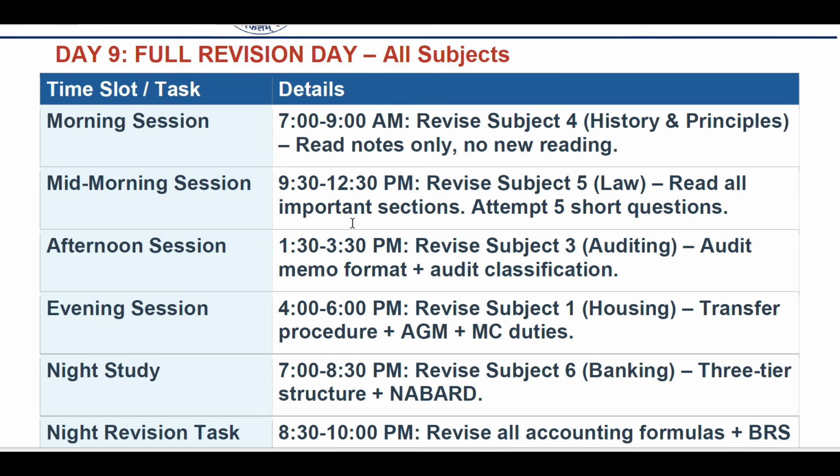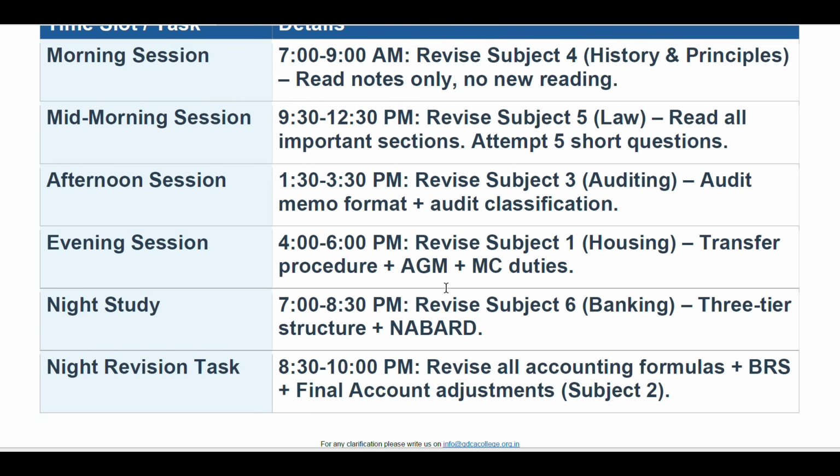Then next, revise subject 3, auditing: audit memo format plus audit classification. Then in the next session, revise subject 1: housing transfer procedure plus AGM plus MC duties. Revise subject 6, which is banking, 3-tier structure plus NABARD. 3-tier structure means SCB, DCCBs, PACs. This is the 3-tier structure for banking.